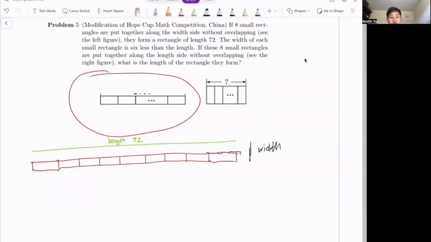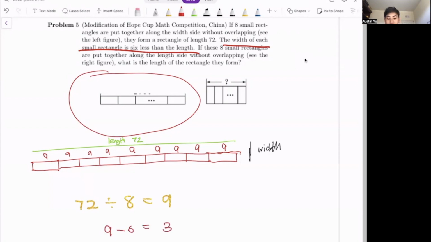Because each small rectangle is the same, we just do 72 divided by 8 equals 9. So the length is 9 for each small rectangle. And then on the above problem, the second part says that the width of each small rectangle is 6 less than the length. So we just do 9 minus 6 equals 3. So the width is 3.